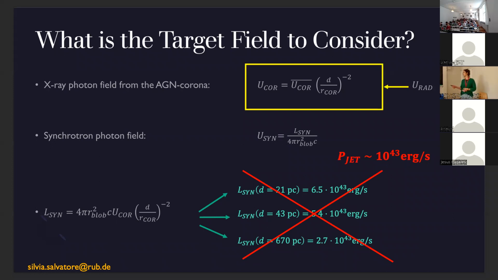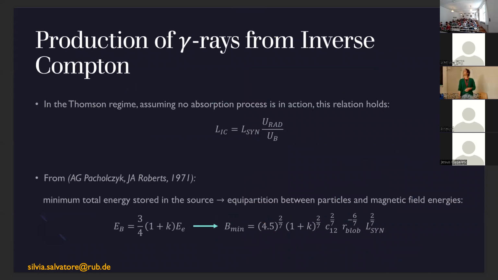So what I do is use this formula here, which considers the Thomson regime, so no absorption processes are taken into account. U_rad is the energy density of the radiation field, which is the corona field. U_B is the energy density of the magnetic field. And in order to compute it, I need to have some sort of estimate of the magnetic field at those different distances from the black hole where the blobs are.